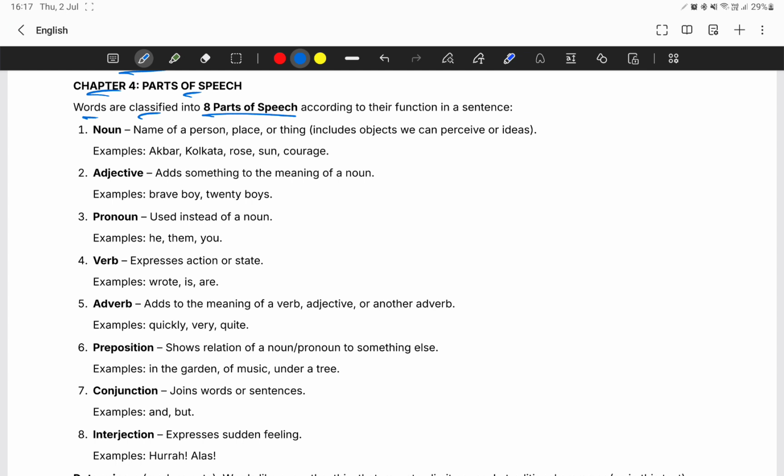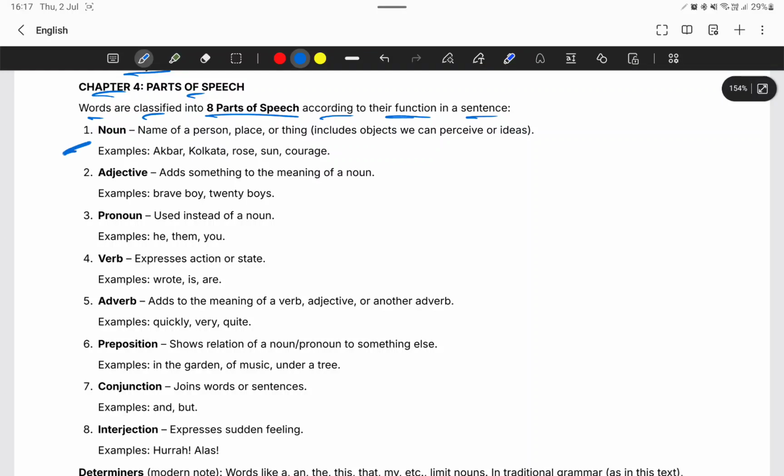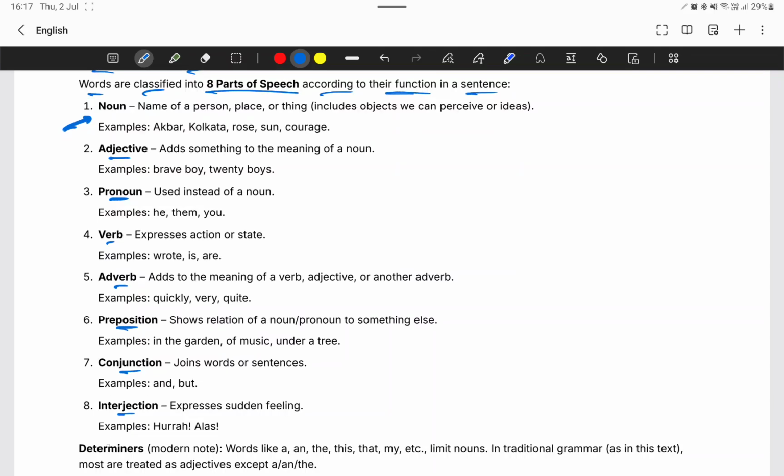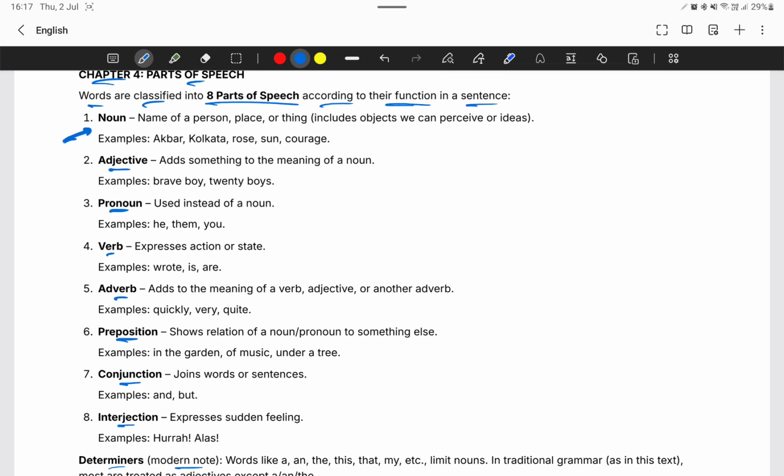Words are classified into 8 parts of speech according to their function in a sentence, meaning how words function in a sentence. On the basis of that we have 8 parts of speech, and these are just a classification of words. Now what are those 8 parts of speech? Noun, adjective, pronoun, verb, adverb, preposition, conjunction, interjection. Apart from that, we also have determiners, which is included in modern grammar. That's just a note.